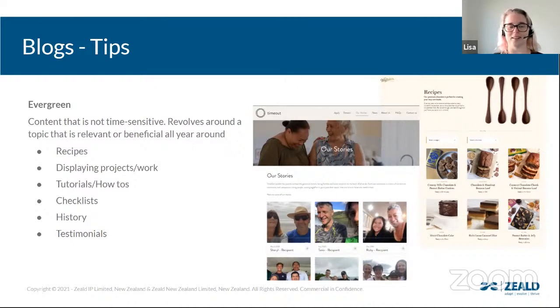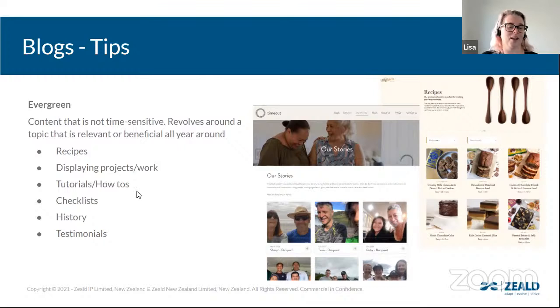So for example, and some more ideas for everyone, recipes is a good way to go if you sell something that can be used within a recipe. It's not just recipes that are solely based on your products. It can be recipes where your products can be incorporated into them. Like I've already touched on, it can be displaying your projects or your work, and that will always generally be evergreen unless your business decides to pivot and do a different sort of type of work.